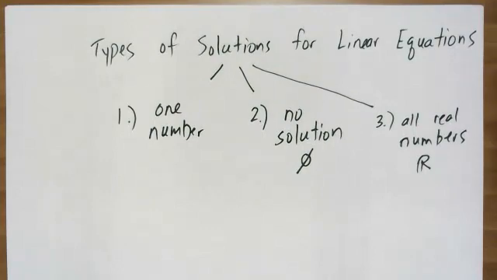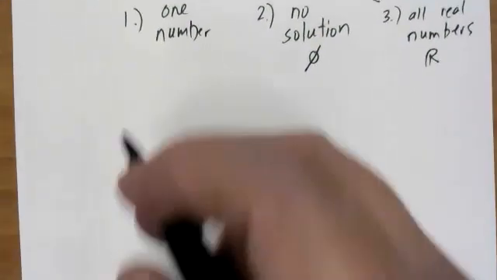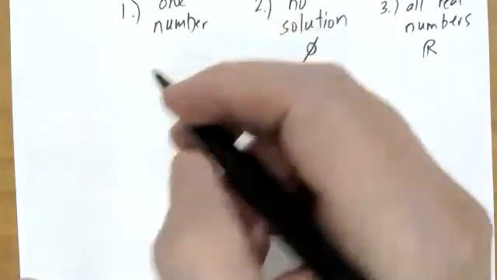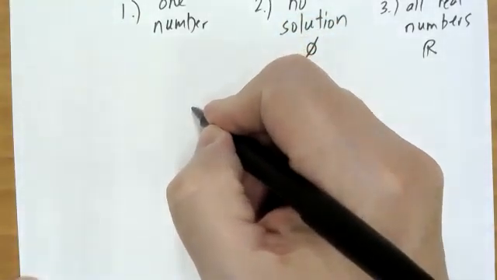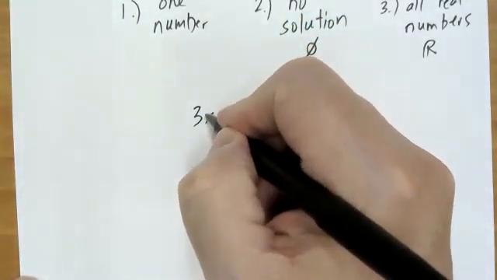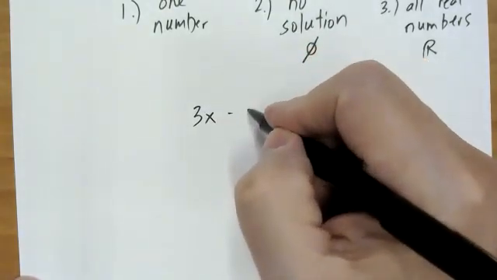So I think the easiest thing to do is just to do some examples of these three, so that when you come across them as you're solving these linear equations, you'll know what's going on. So we'll start here. I won't necessarily tell you what the solution is going to be, although it's probably going to be pretty evident after just a minute.